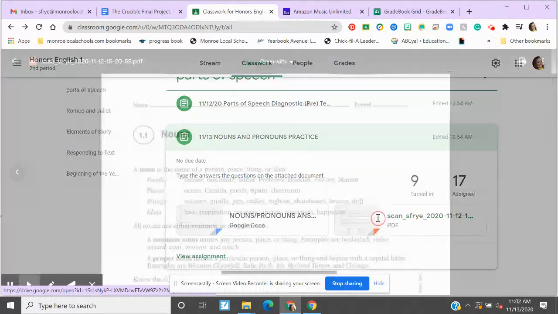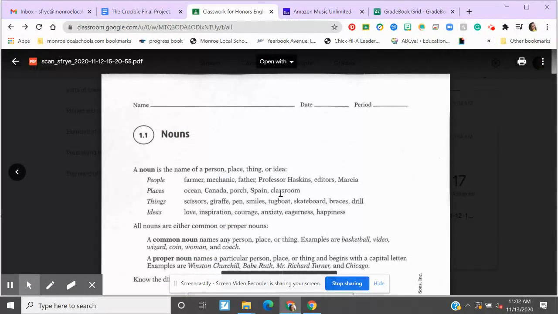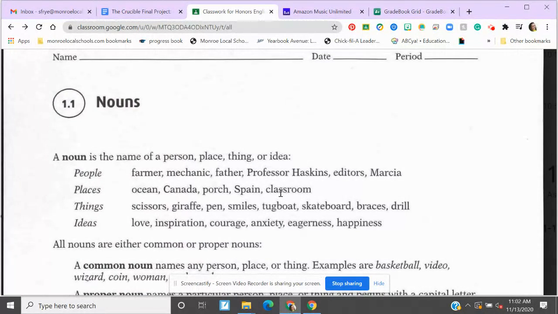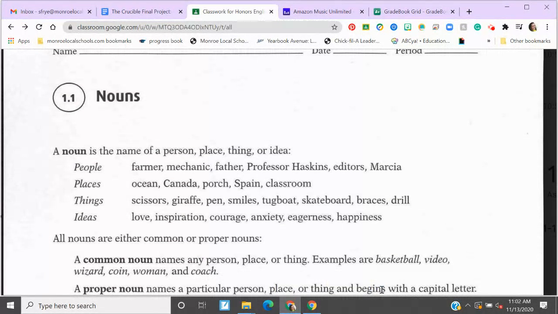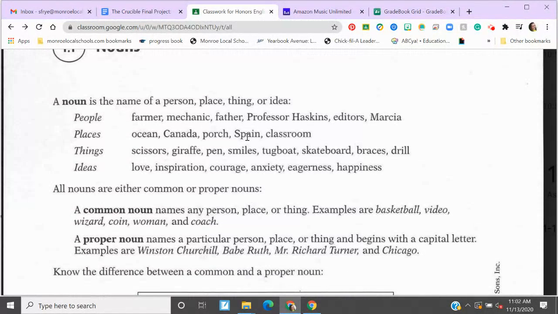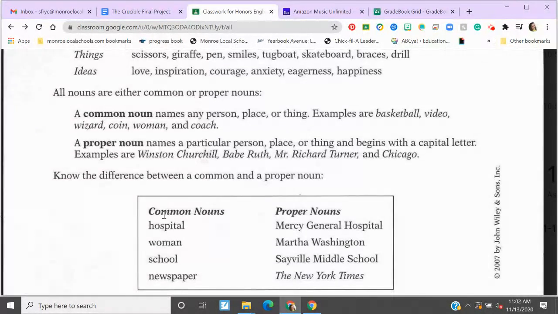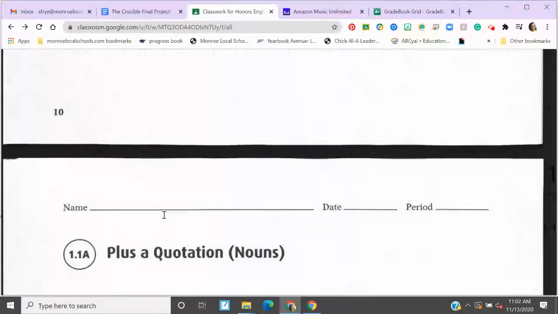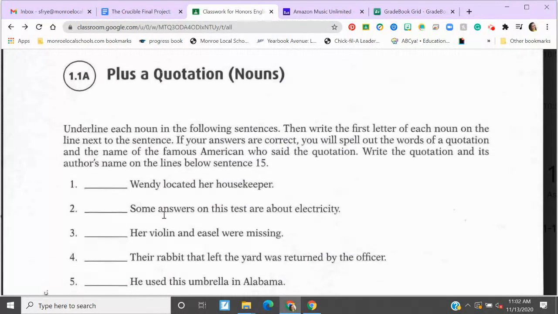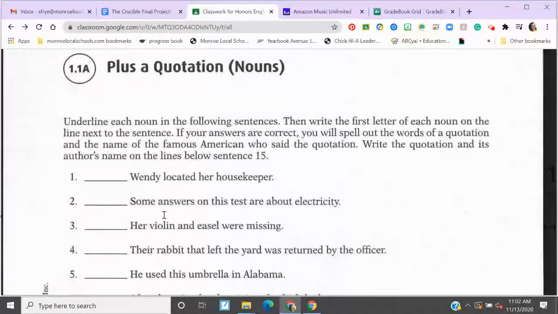You need to open up the document, the scanned document, and it goes over what nouns are. Please read this, okay? It'll help you. You will not have questions if you read this. It tells you what nouns are, tells you common versus proper nouns, and goes over collective nouns, compound nouns, etc. Okay, so then you have a worksheet to do. I'm going to come back to this.